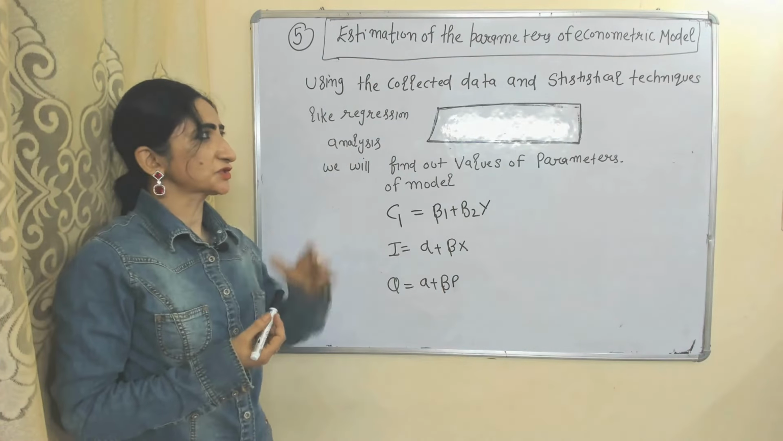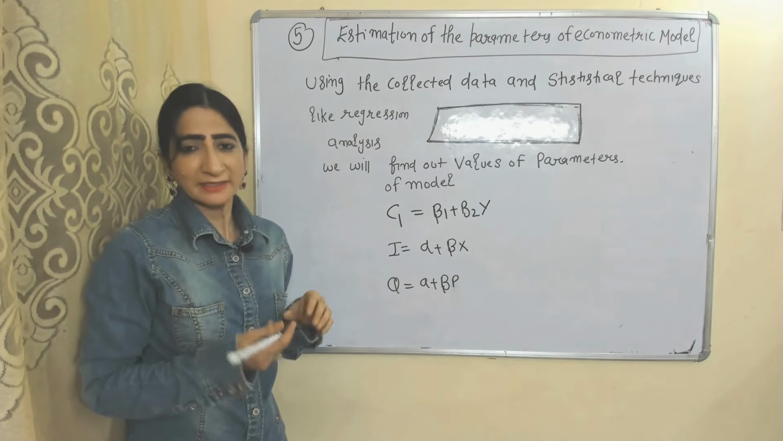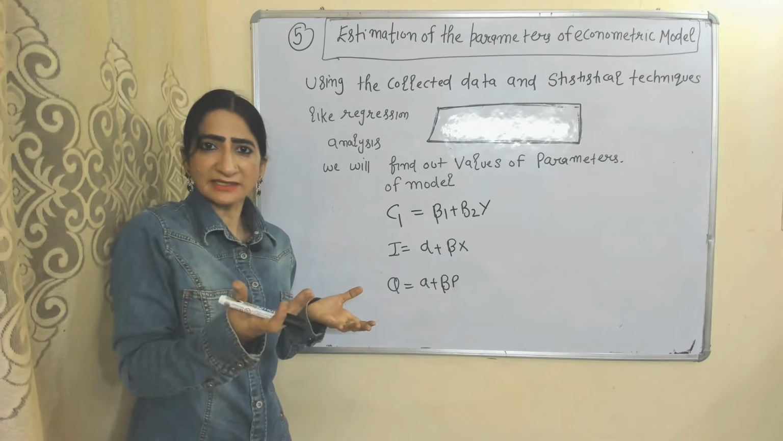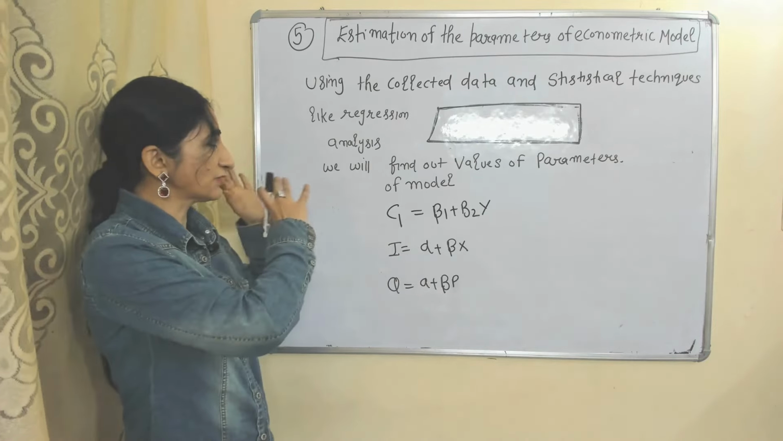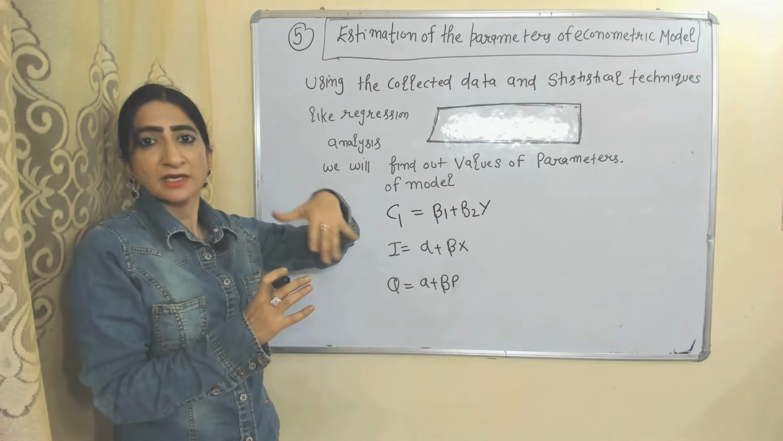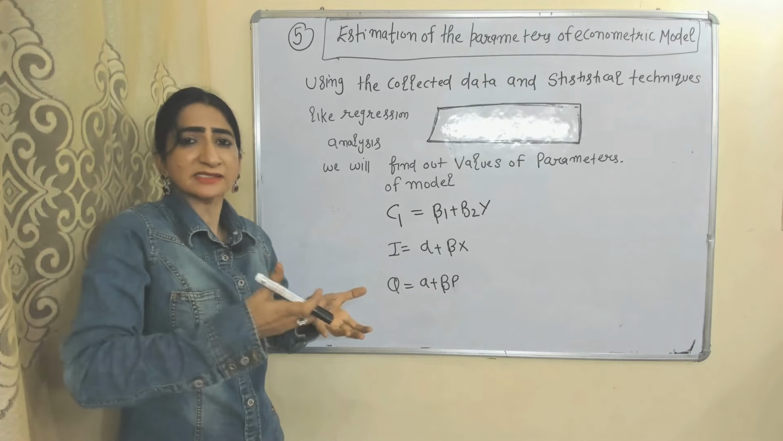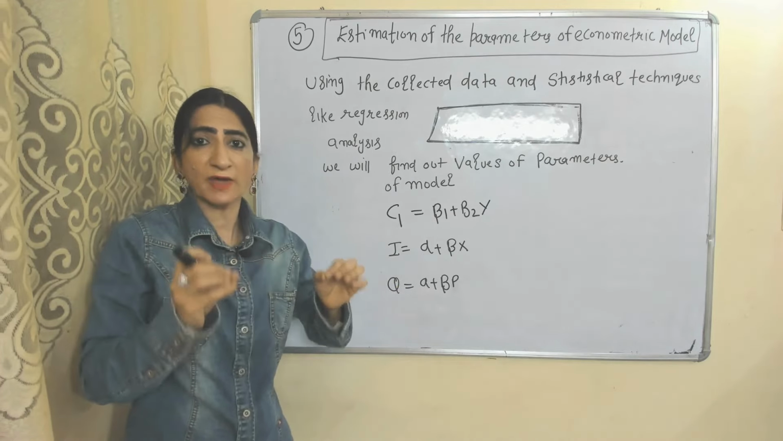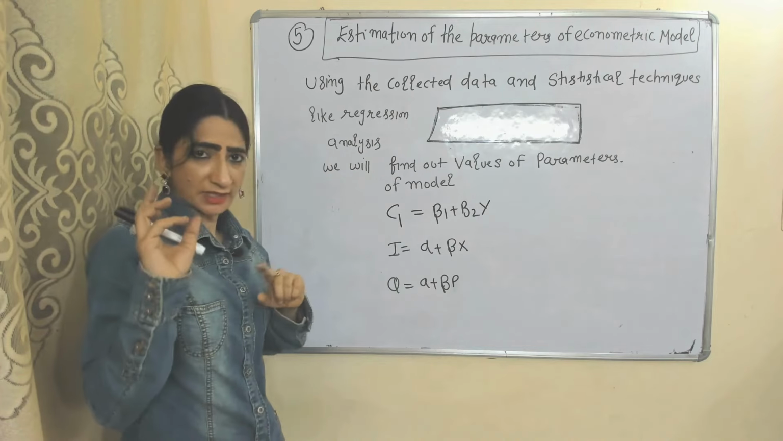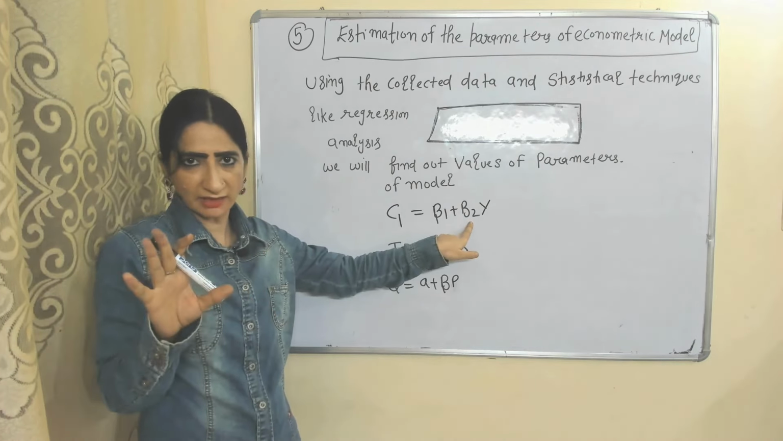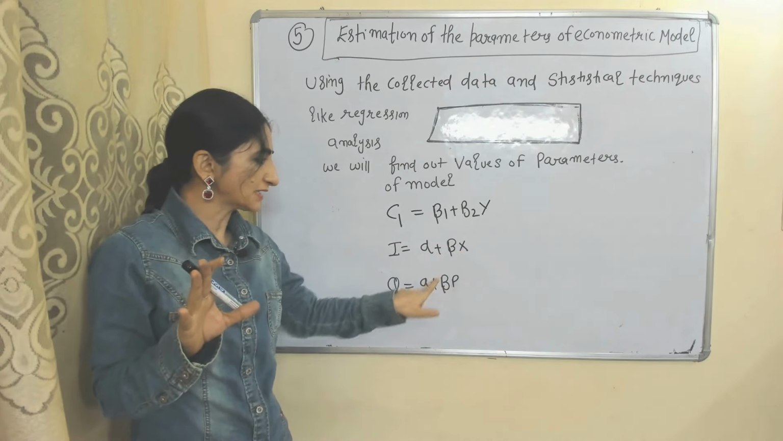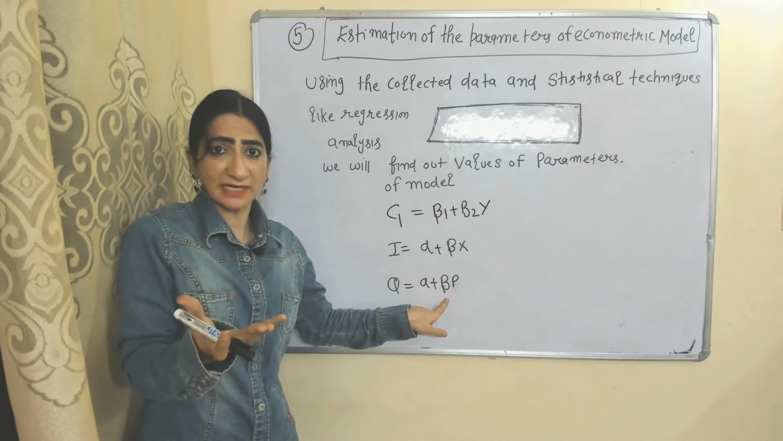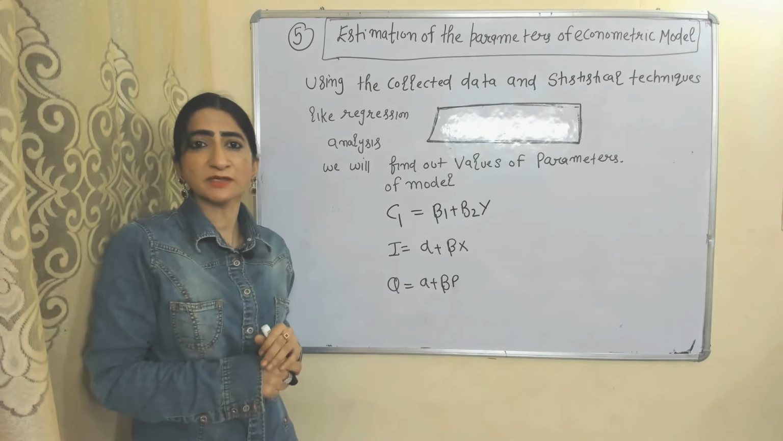Next step, estimation of parameters of econometric model. That means now, by using our collected data and some statistical techniques like regression analysis, we will find out the values of our parameters. As we already discussed, beta 1 and beta 2 are our parameters. Similarly, alpha and beta are our parameters. By using our collected data and statistical techniques, we will find out the values of these parameters.